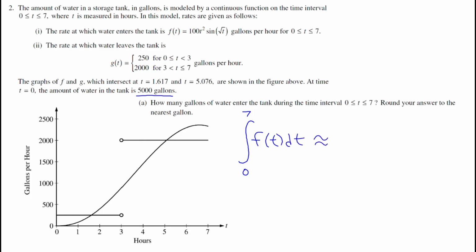You don't want to include the initial condition. It doesn't say how much is in the tank, right? It doesn't care about how much leaves the tank. It's just about how much is entering on that time interval.